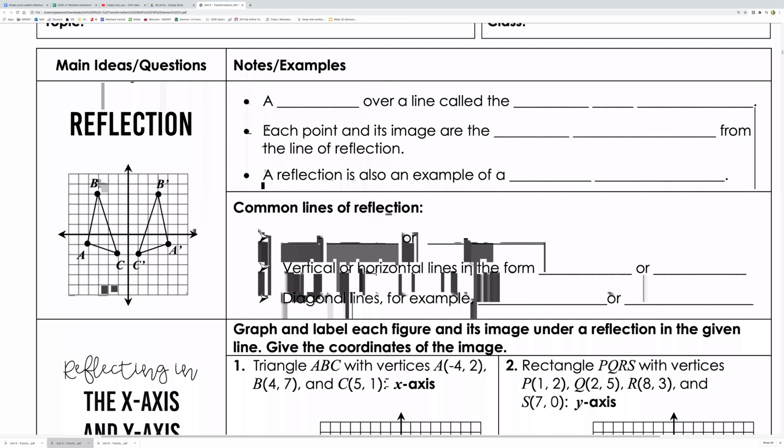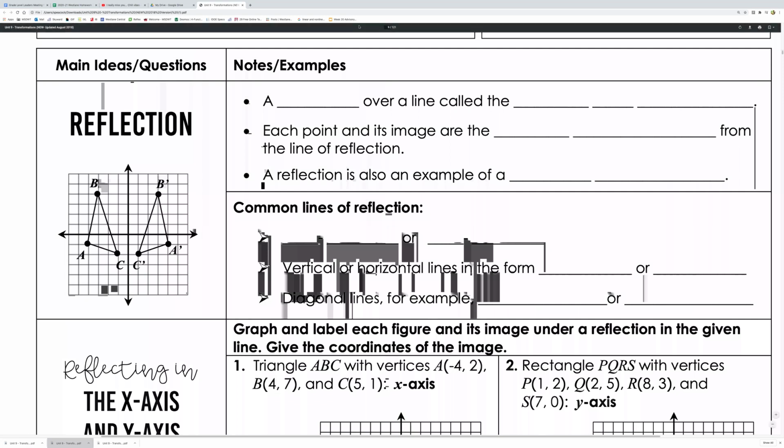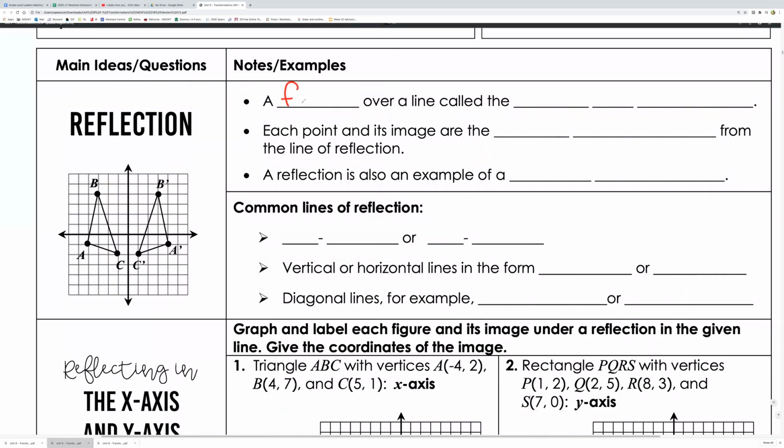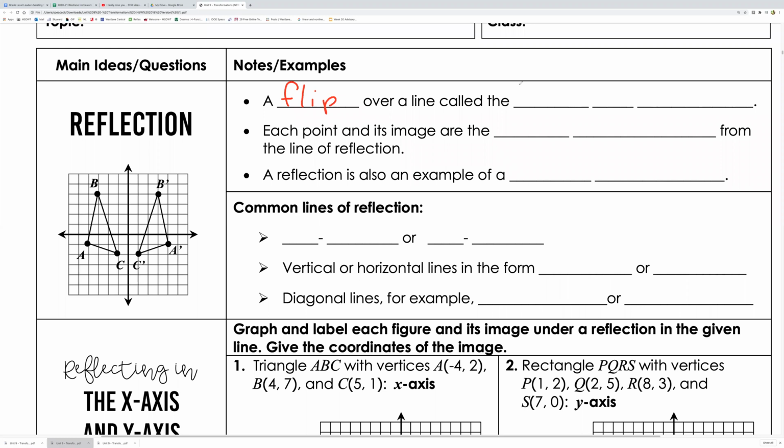Okay, a reflection is a flip over a line called the line of reflection. Each point and its image are the same distance from the line of reflection.